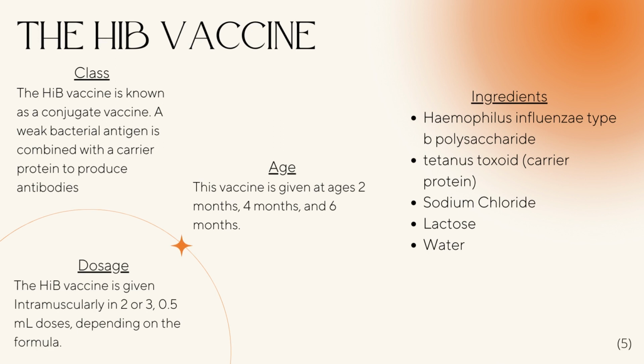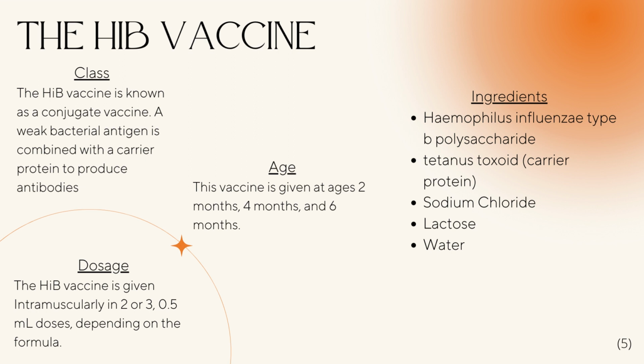Now, let's take a look at the HIB vaccine. This vaccine is a part of the conjugate vaccine class. This means that a weak bacterial antigen from the target disease is combined with a carrier protein in order to produce sufficient amounts of antibodies. This vaccine is given intramuscularly in 2 or 3 0.5 milliliter doses depending on the formula. The first dose of this vaccine is given at age 2 months, then 4 months, and 6 months.